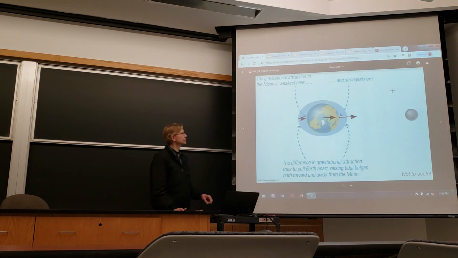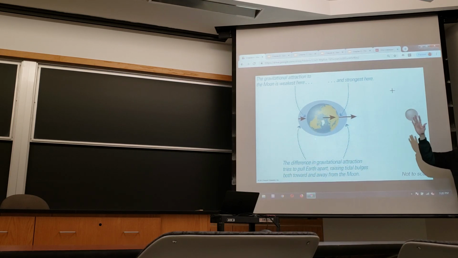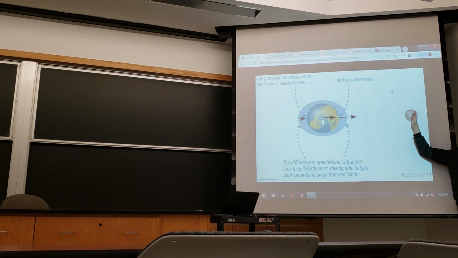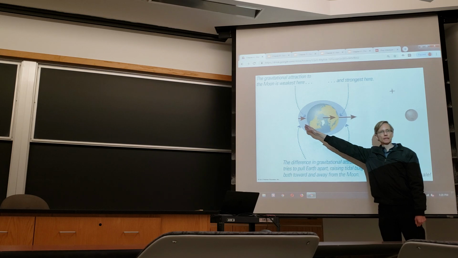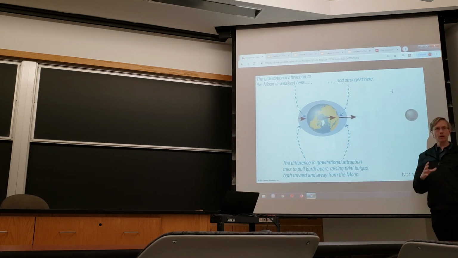So, tides arise from the fact that gravity decreases with distance. The further you are from something, the weaker its gravity is. So here's the moon. It exerts gravitational forces on Earth, but the side of the Earth that is closer to the moon has a stronger force of lunar gravity on it than the side of the Earth that is further from the moon. And the effect of that is to raise a tidal bulge that essentially points towards the moon.